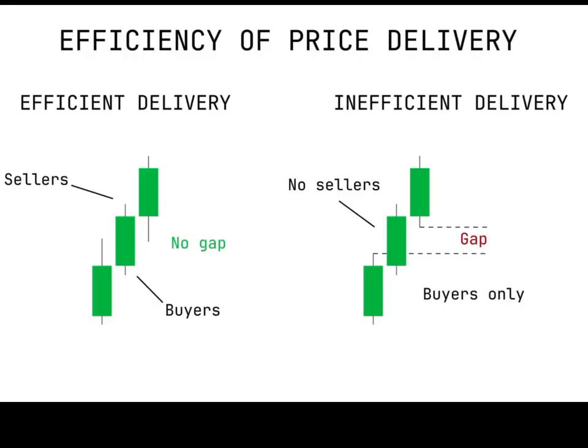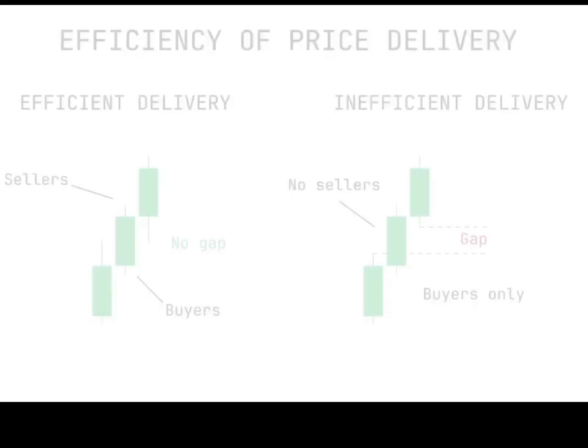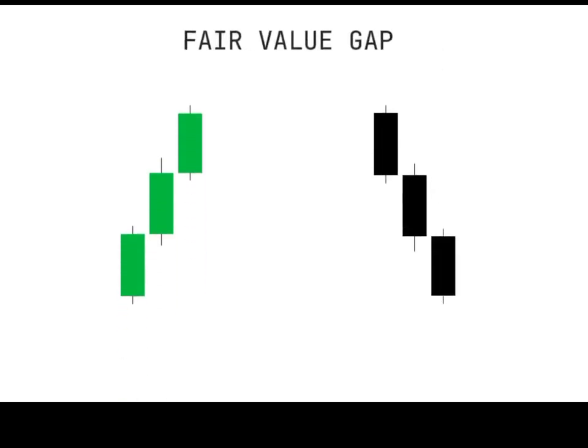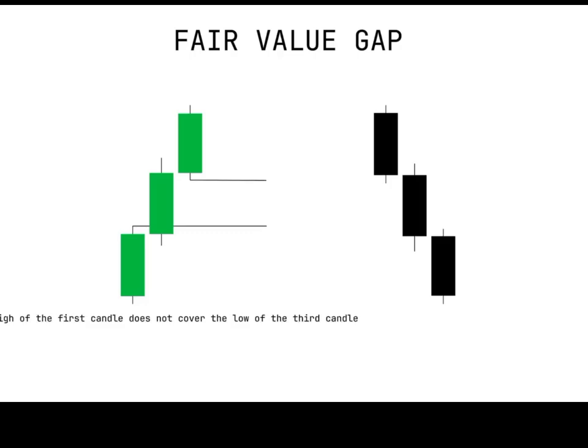You may have noticed that inefficient price delivery is similar to the fair value gap, which we will discuss next because it is the first and simplest tool we use. The fair value gap is a price action element formed by 3 candles, where the high of the first candle does not cover the low of the third candle in a bullish scenario, and the low of the first candle does not cover the high of the third candle in a bearish scenario.